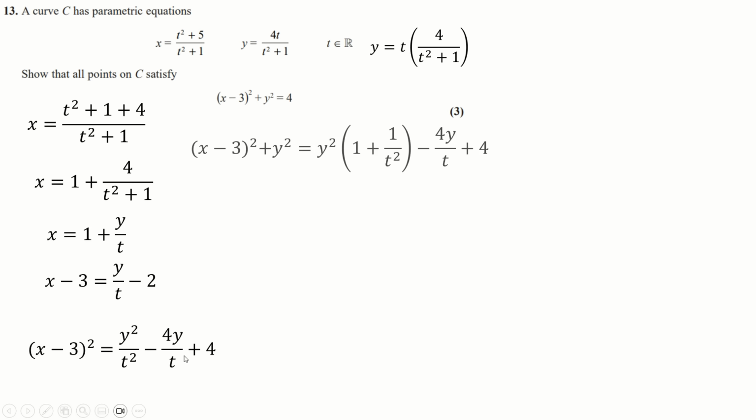And plus y squared gives you this, because you can add the y squared and then factorize out the y squared from here to get this thing here. And now I'm hoping this thing is 4, right? Like I'm hoping all of this equals 4. So I just need to show that this is equal to 4.